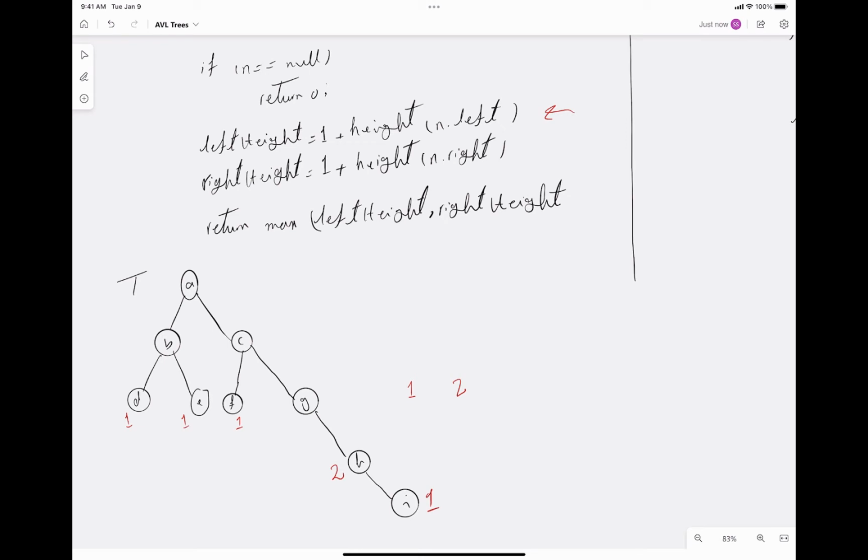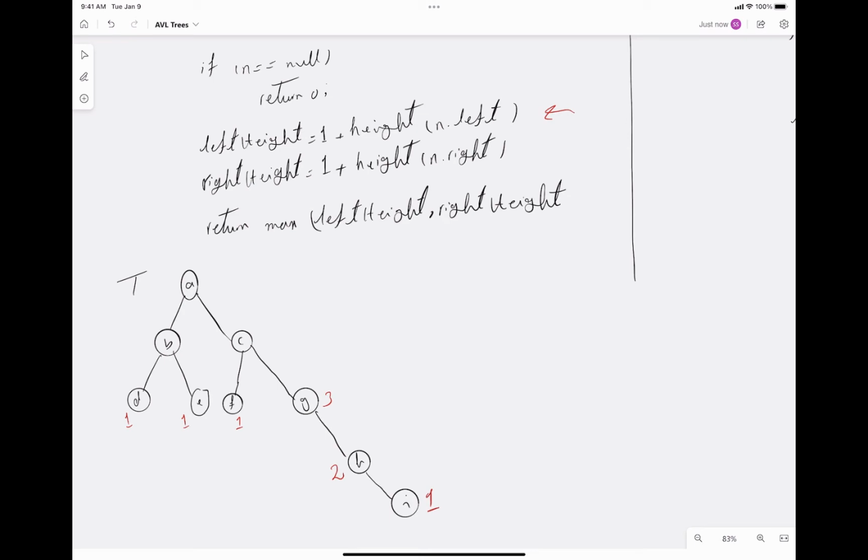Let's go to the node G. The node G, again on the left side, doesn't have any, so from the left side it's 1. However, on the right side, it has the node H, which has the height of 2, plus another 1, which is going to be 3. So the height of G also will be 3. Let me also delete the extra numbers here to avoid any confusion. So here we have the height of 3 for G.